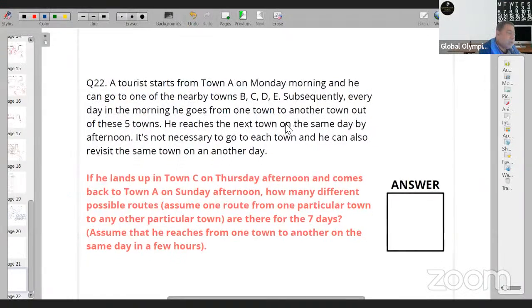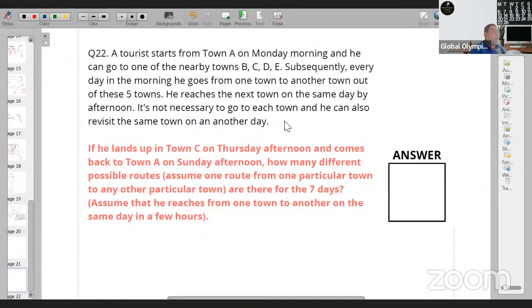Okay, this is again a very interesting problem. A tourist starts from town A on Monday morning and he can go to any of the nearby towns B, C, D, E. Subsequently, every day in the morning he goes out from one town to another town out of these 5 towns. He reaches the next town on the same day by afternoon. So in the morning he starts, in the afternoon he reaches, he stays for the whole day over there, in the night also he stays in a hotel. Next morning he starts again for another town.